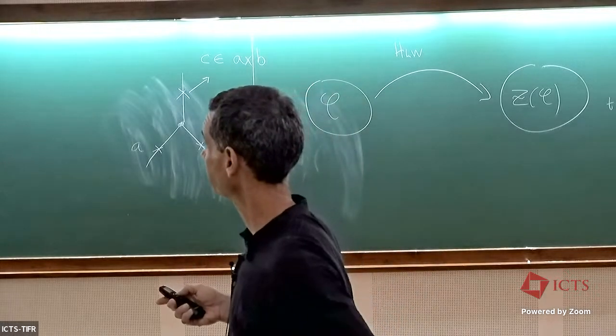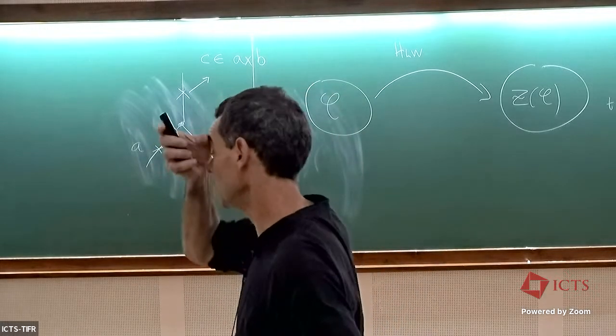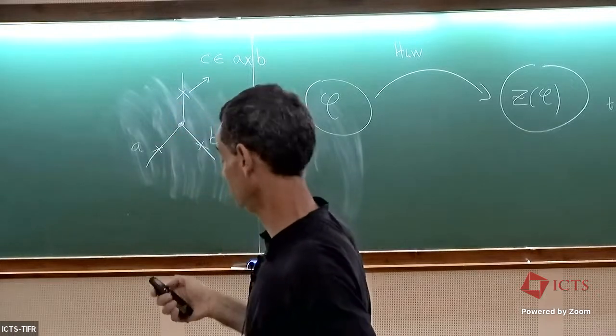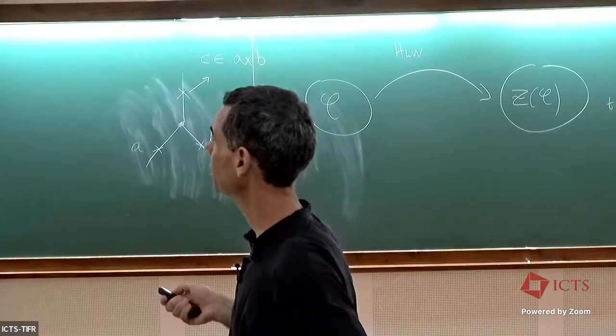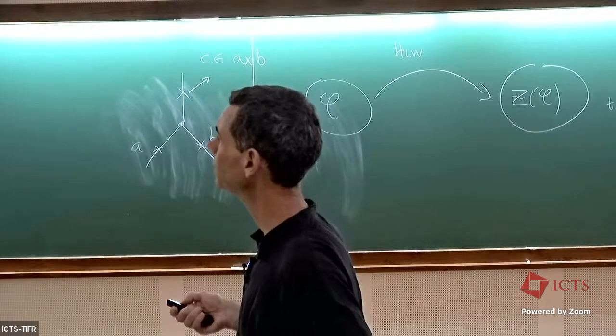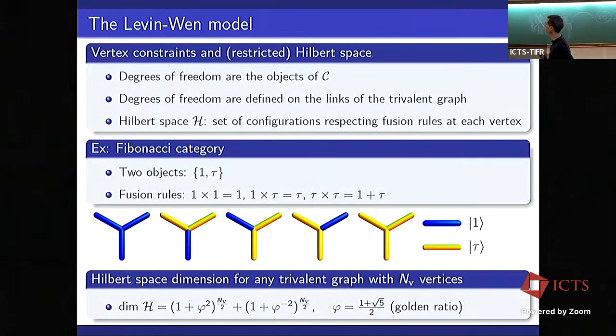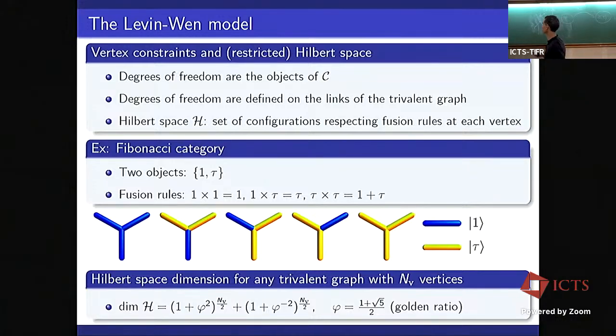One simple example that you might have heard about is to take the Fibonacci category as the fusion category. It contains two objects, usually called 1 and tau. I wrote here the fusion rules: 1 cross 1 gives 1, 1 cross tau gives tau, and tau cross tau gives 1 plus tau. This is why it's called Fibonacci. And then at each vertex, if I draw a blue line for the state 1 and a yellow one for the state tau, these are the 5 possible states at each given vertex.